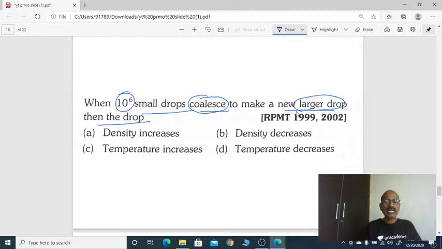During this process what happened? 10 power 6 smaller drops combine to form a heavier drop. Then during this formation, what happened? When smaller drops combine to form a heavier drop, energy will be liberated during this. As a result, temperature increases. Because a large number of smaller drops combine to form a heavier drop, energy is liberated. So temperature increases.